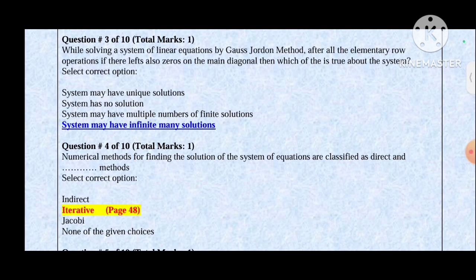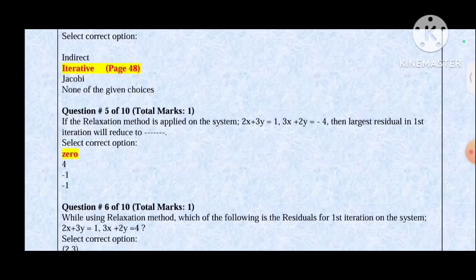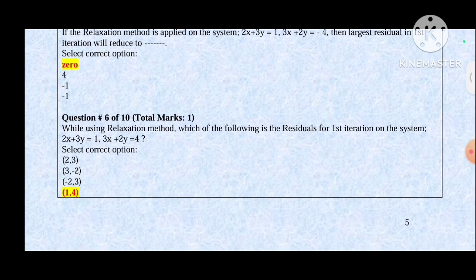Numerical methods for finding the solution of a system of equations are classified as direct and iterative methods. If the relaxation method is applied on the system of equations 2x plus 3y is equal to 1 and 3x plus 2y is equal to minus 4, then the largest residual in the first iteration will reduce to 0.